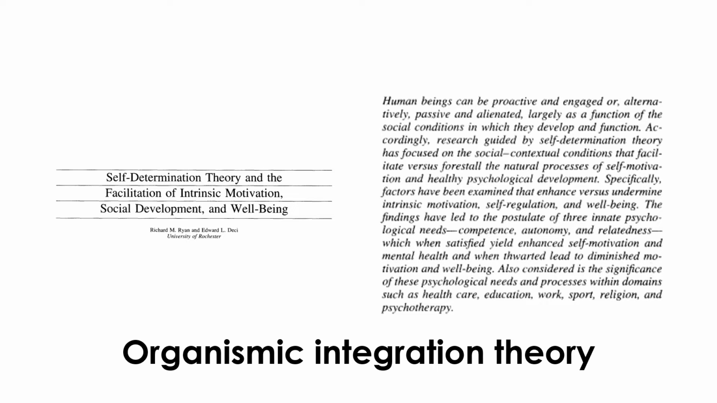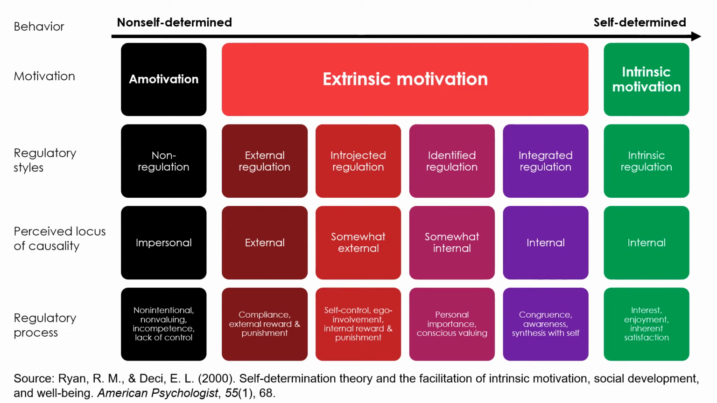Within the self-determination theory, Richard Ryan and Edward Deci introduce a sub-theory called organismic integration theory. The organismic integration theory details different forms of extrinsic motivation and contextual factors that either motivate or hinder internalization and integration of the regulation for human behaviors. The organismic integration theory is illustrated in the figure you see on the screen. Different motivational types are arranged from left to right by the degree to which the motivations are self-determined.